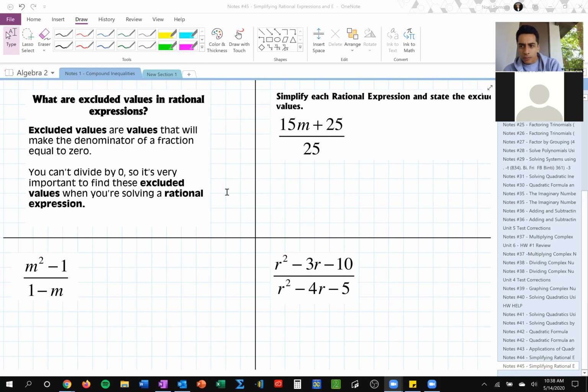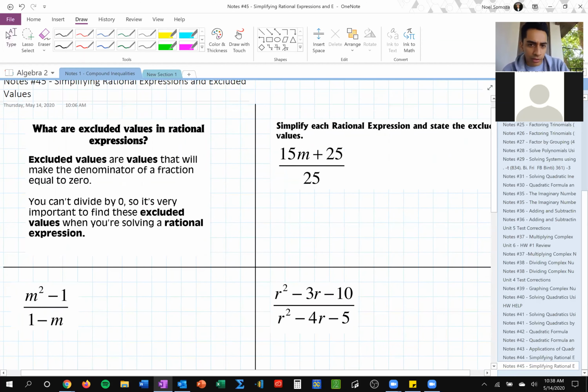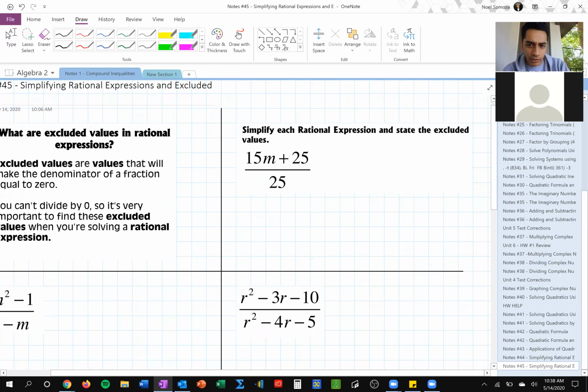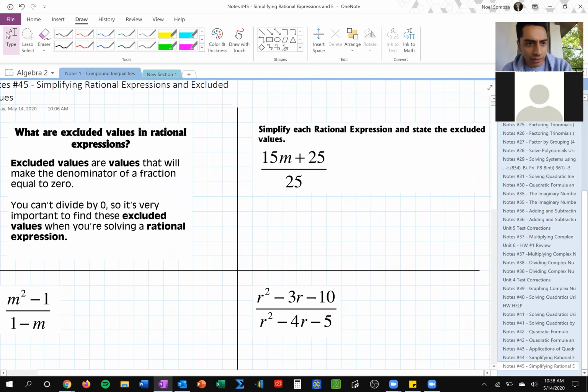All right, so let's go ahead and start with example 1 here. The instructions are just to simplify each rational expression and state the excluded value. If you look at the denominator here, it's 25. There's no variable there. So this one is not likely to have an excluded value, because there's nothing I can plug into the denominator in the first place. It's just 25.